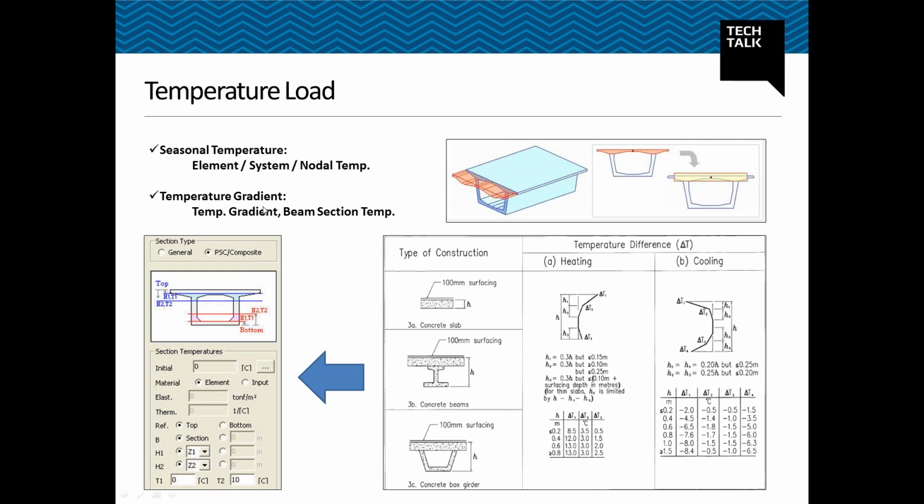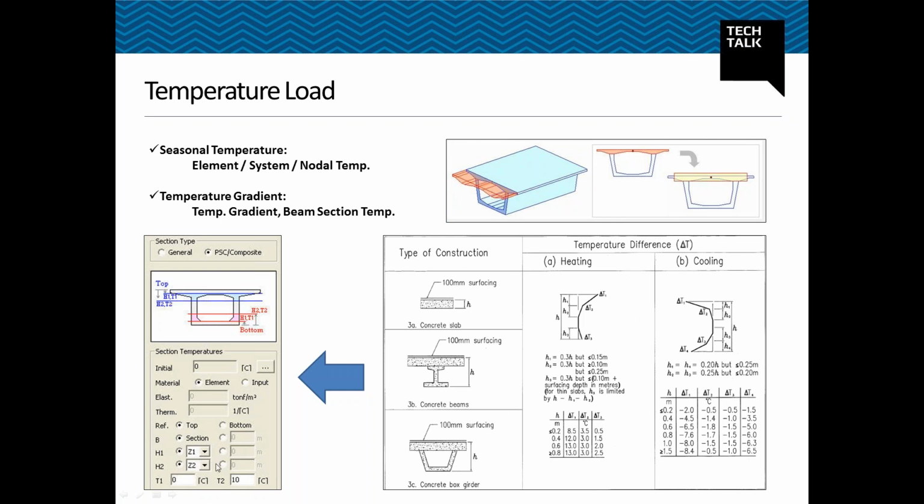And temperature gradient, either linear or nonlinear, can be applied using the temperature gradient function or beam section temperature functions in Midas Civil. If you're using a PSC section, choose PSC or composite for your section type. Then you have to define the reference position to be either the top or bottom of the section. And then you can choose whether to consider the width of the sections automatically, or you can input this manually.